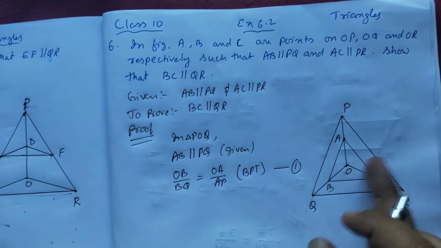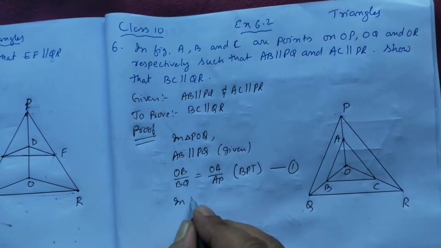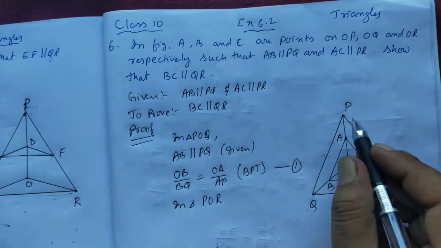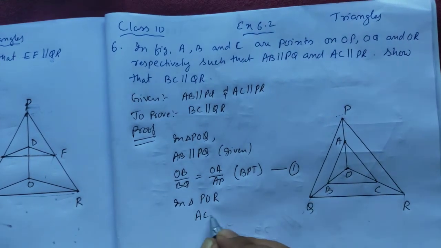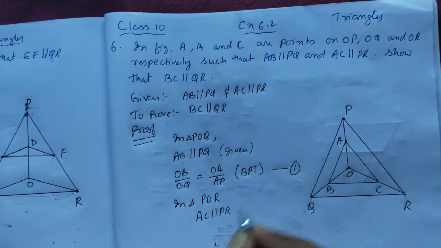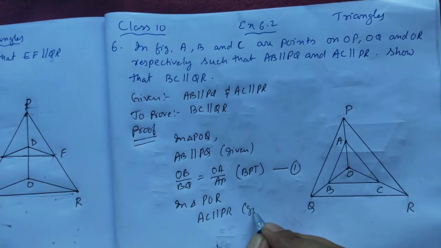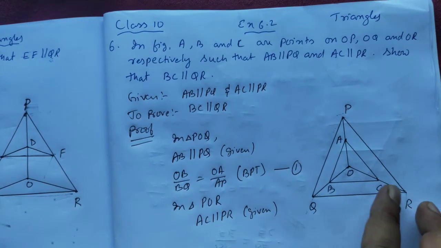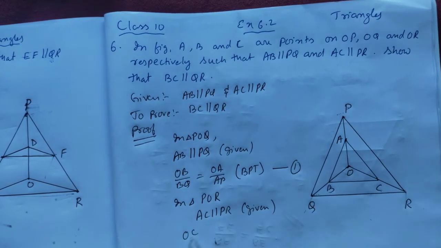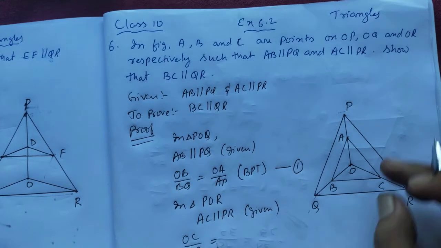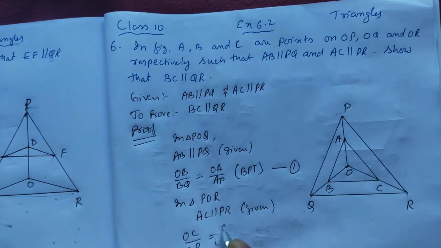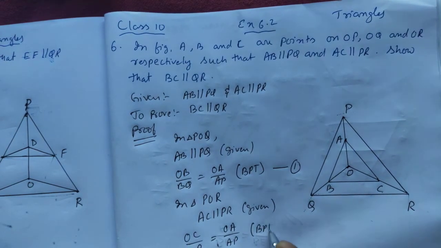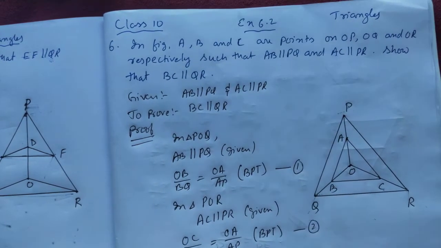Similarly, for this triangle also we'll do like that. In triangle POR, which line is parallel? AC is parallel to PR. It's already given. If this line is parallel, we can take OC by CR equal to OA by AP. Reason is BPT, mark this as 2.